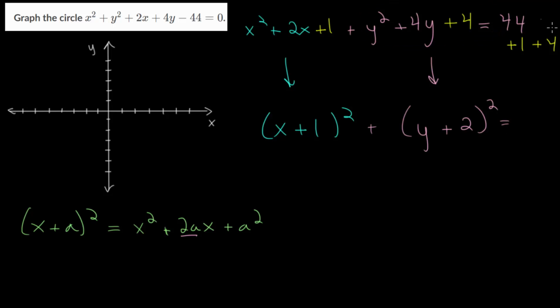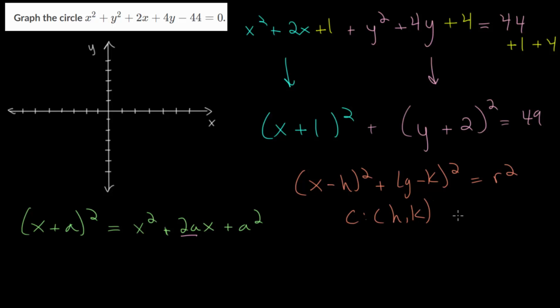Now, for the right-hand side, we just need to add these numbers together. And 44 plus 1, that's 45, plus 4 more brings us to 49. Now, if we compare this to the standard equation of a circle, x minus h squared plus y minus k squared is equal to the radius squared, where the center is at h comma k, and the radius of the circle is r. Then with this, we can figure out the center and the radius.